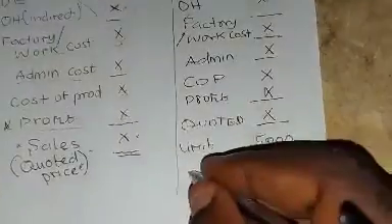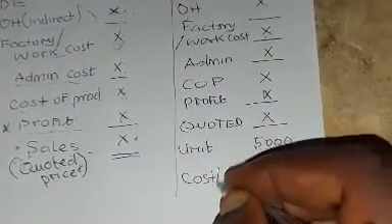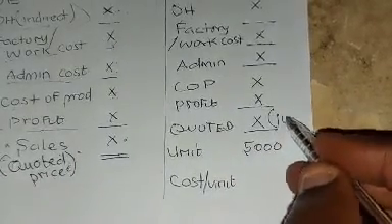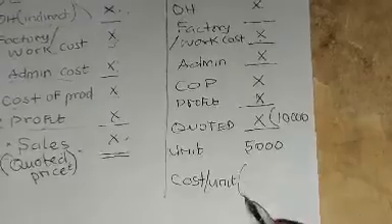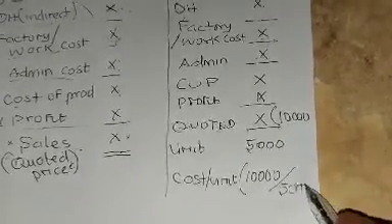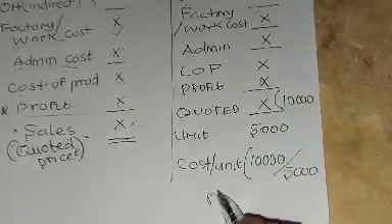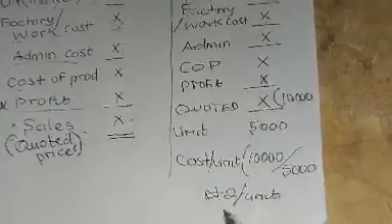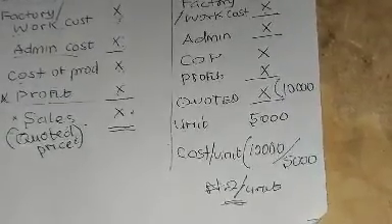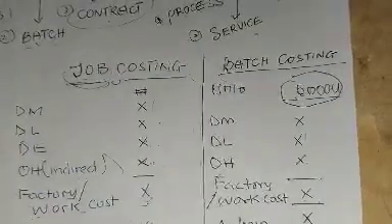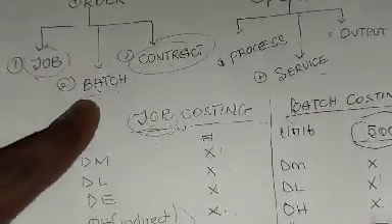So the cost per unit, supposing the total is 10,000 naira, will be 10,000 naira divided by 5,000 units. Then it will give you 2 naira per unit. So this is what you sell to the customer, 2 naira per unit. So that is about job and batch costing.